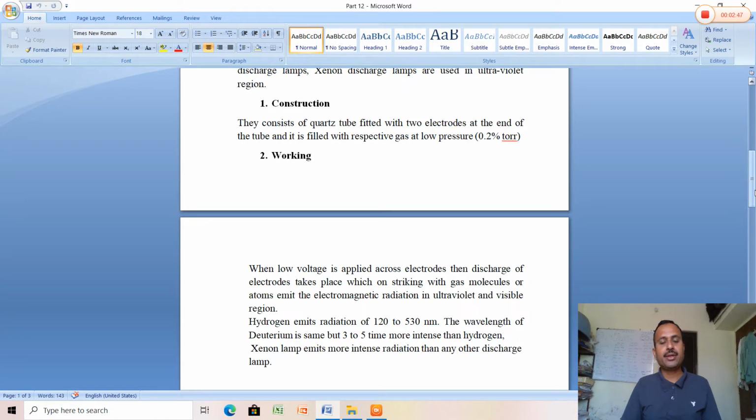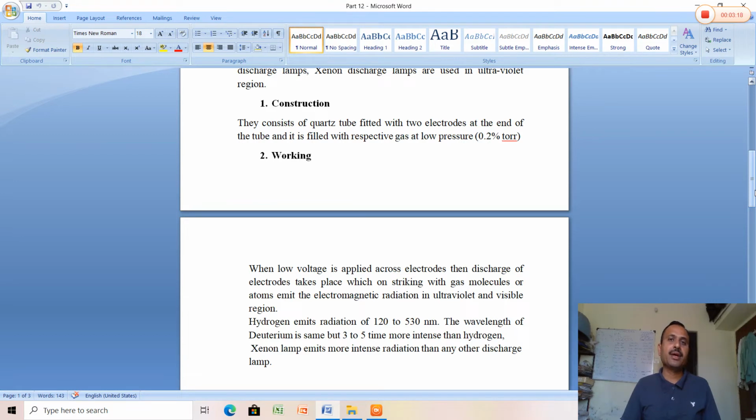So, working: when a low voltage is applied across the electrodes, the discharge of electrons takes place, which on striking gas molecules or atoms emits electromagnetic radiation in the ultraviolet and visible region. Whenever any type of voltage is applied across the electrodes, there is a discharge from the electrode, and this discharge gives rise to electrons.